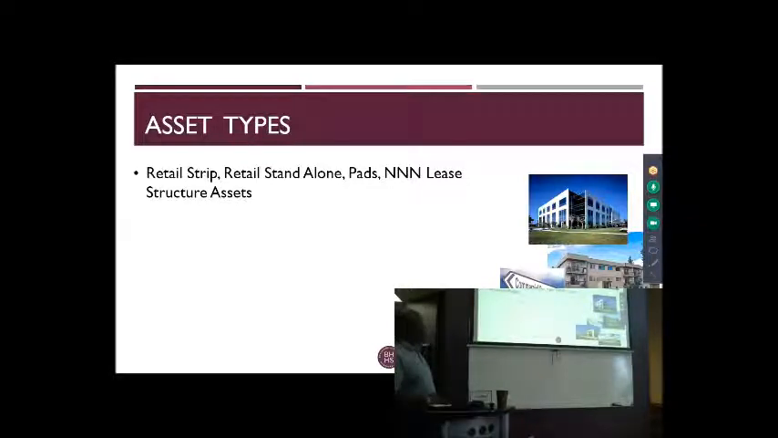Triple net is what a lot of this is all about. Triple net is the gold standard. Anybody know what triple net is? Just real quick. They pay everything. So triple net is a triple net lease. It's a commercial lease where the tenant pays the annual property tax, the annual property insurance, and the annual property maintenance.